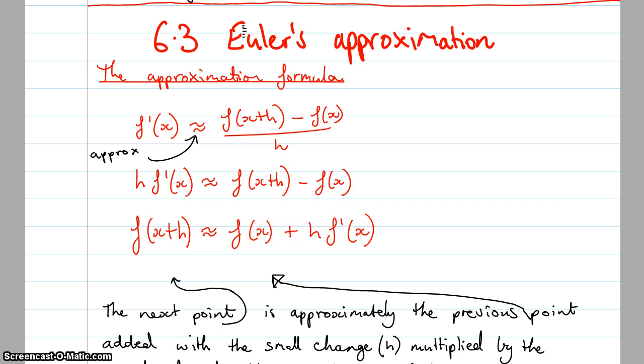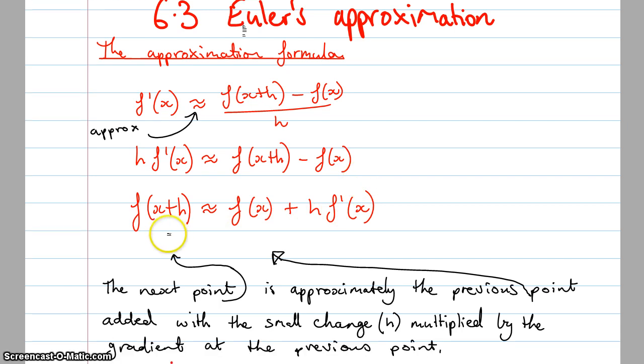Essentially what we're saying in words is the next y point, because that's what f of x plus h is. x plus h is the next x point, f of x plus h is the next y point. The next y point is approximately equal to the previous y point plus h, which is the difference between the two x values, multiplied by the gradient at that particular point. And this way we can actually approximate what the next y value is going to be.